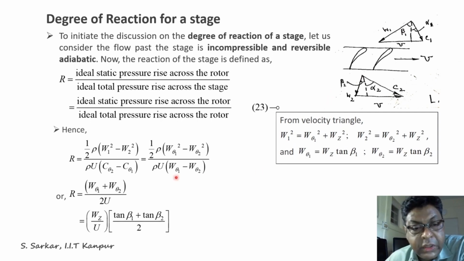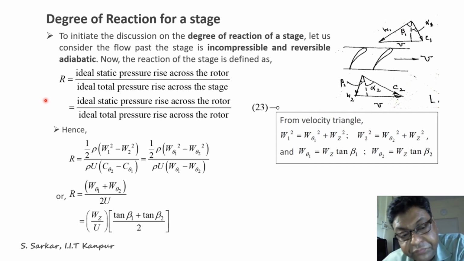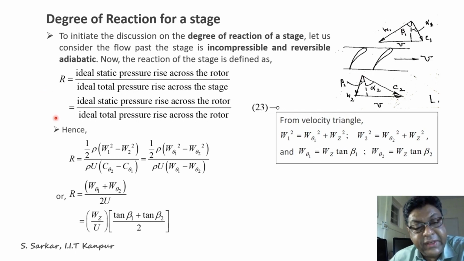Now, the degree of reaction of a stage is defined as the ratio of ideal static pressure rise across the rotor to the ideal pressure rise across the stage. Now, the work absorbing component for the stator is 0. Thus, R can be stated as the ratio of ideal static pressure rise to the ideal total pressure rise across the rotor.